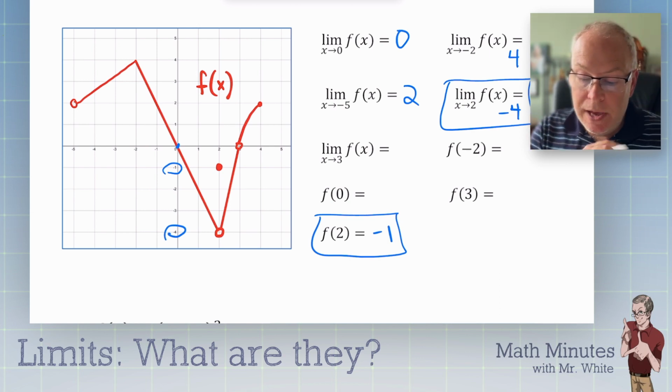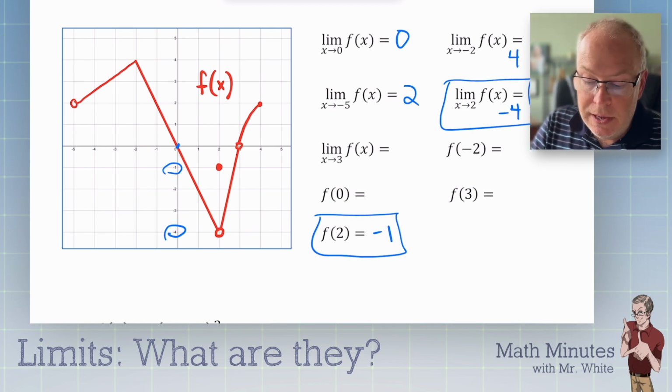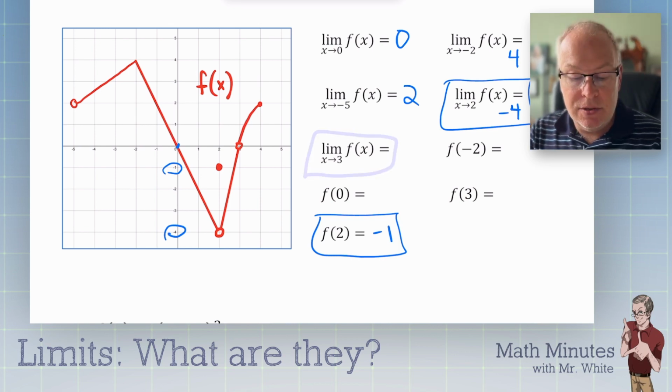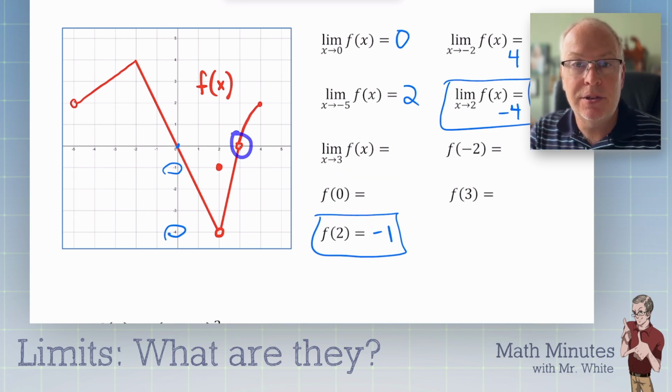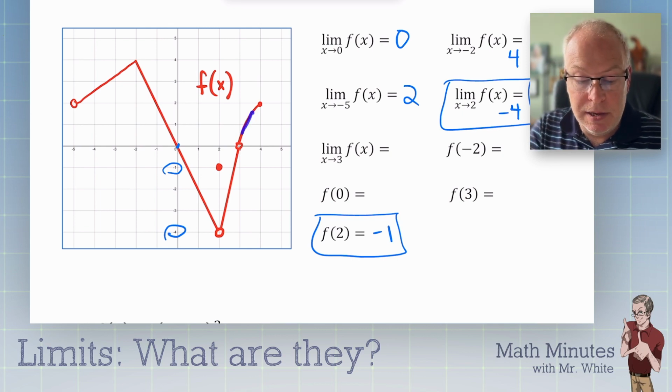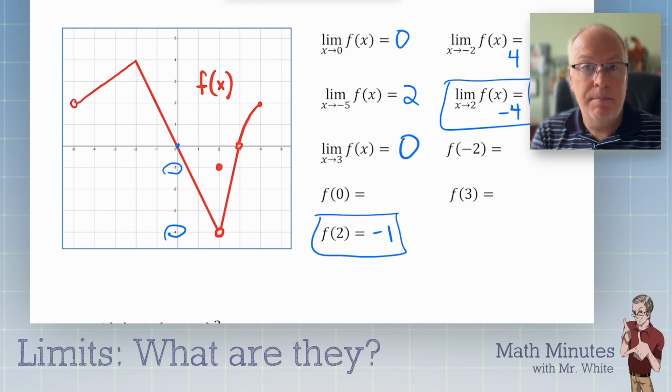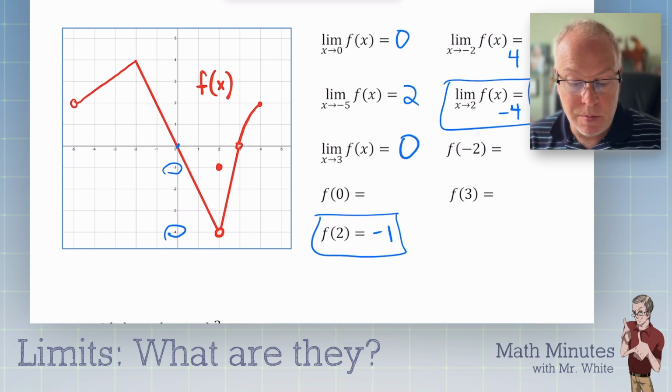All right, so we have one more limit here. What is the limit as x approaches 3? Right here, it's an open circle. Does that matter? No, it doesn't matter because we are approaching y equals 0 both from the right and the left, and I'll talk more about that in the next video.